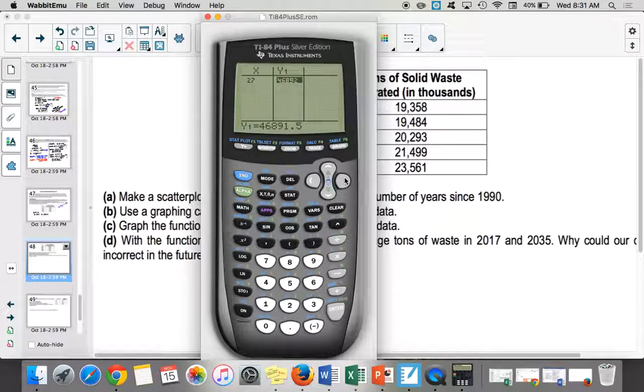Okay, which is, if I arrow over, I can see a decimal as well. So 46,891.5. Do you guys all see that number? Do you see how I arrowed over to get the rest of the decimals? Okay. So let's write that down. 46,891.5.